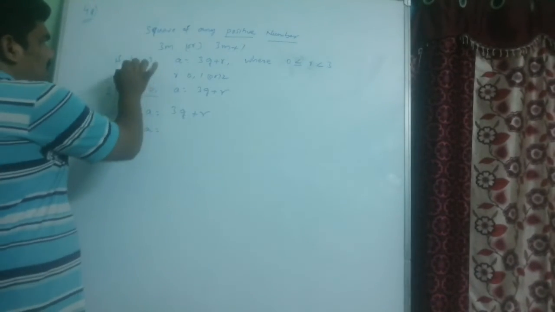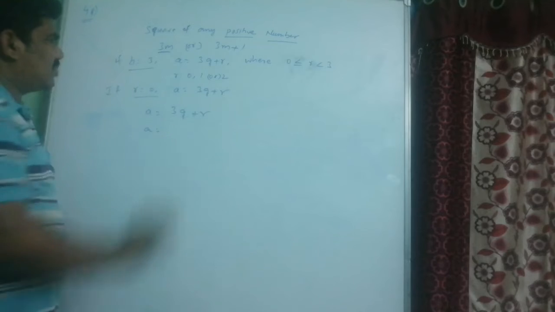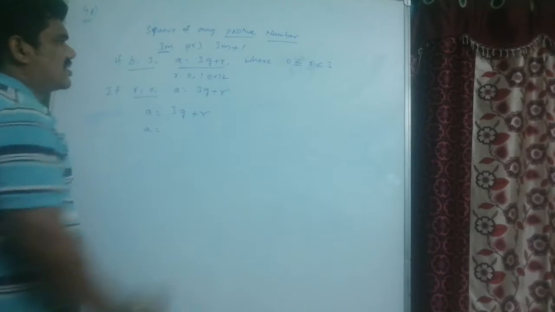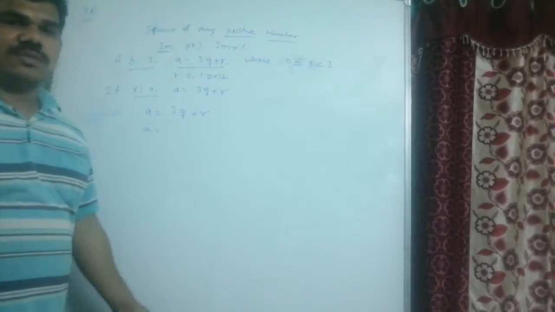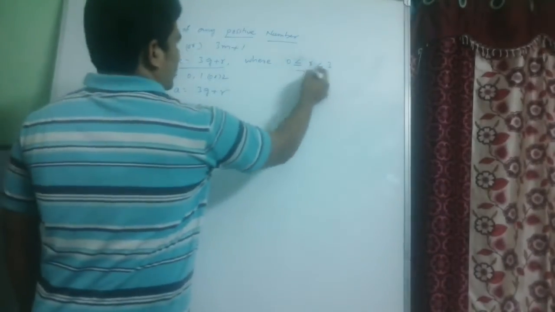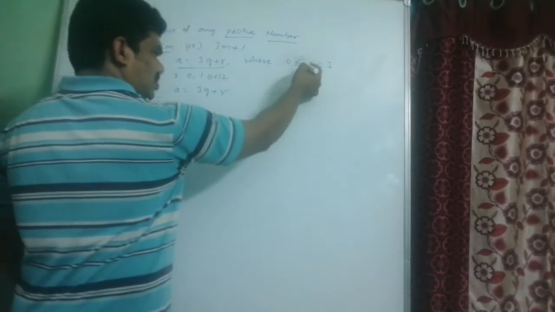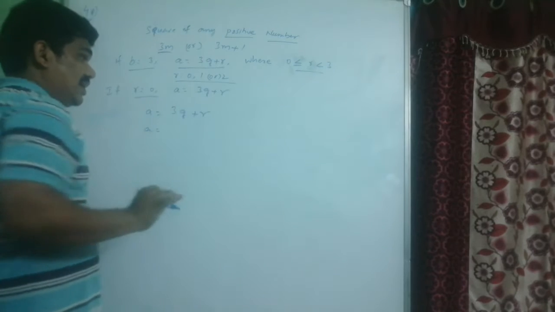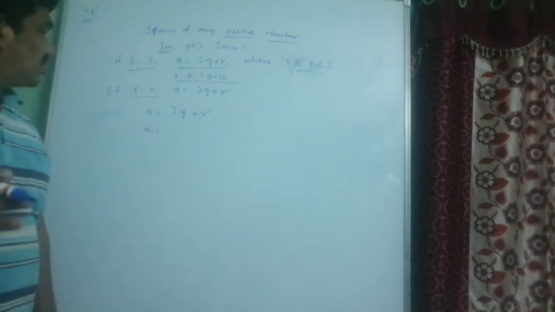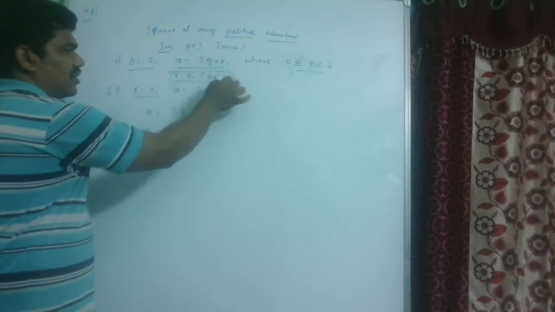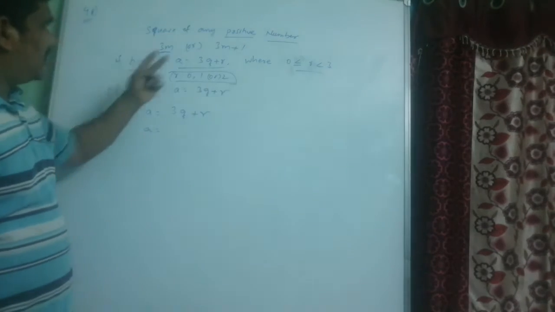So as usual, in the question they ask about 3m or 3m plus 1. So b is 3, so 3q plus r, because the Euclidean division algorithm is a equal to bq plus r, where 0 is less than or equal to r less than 3. That means you have to take r value 0, 1 or 2.